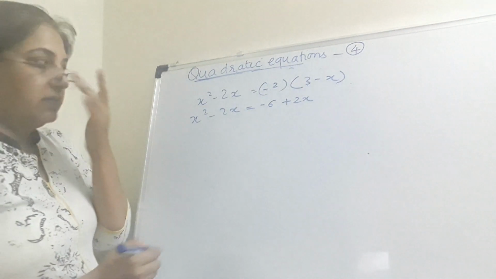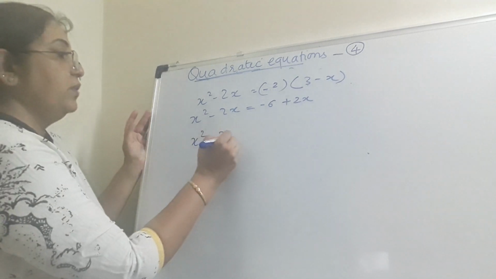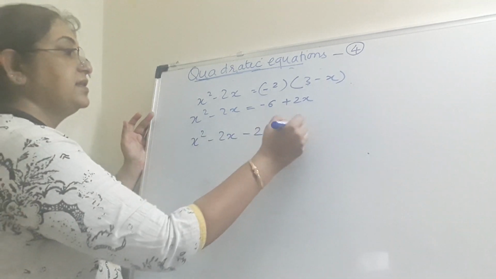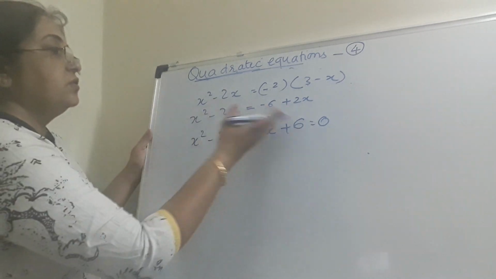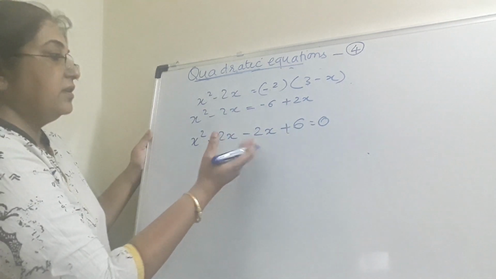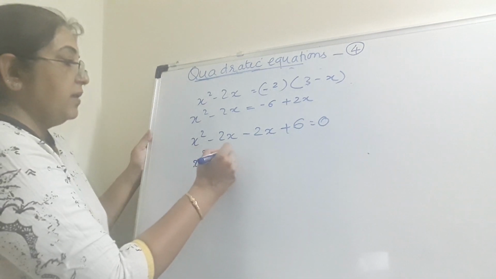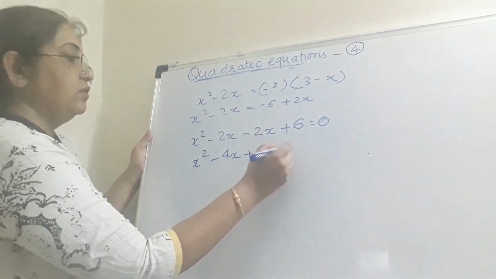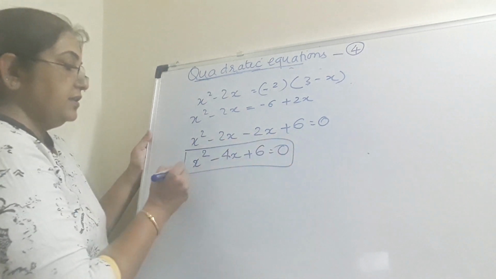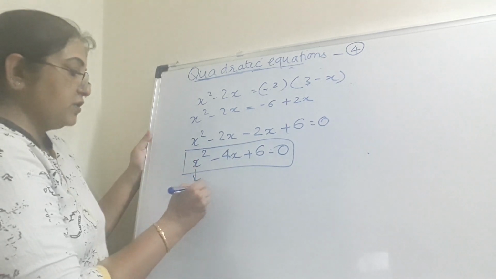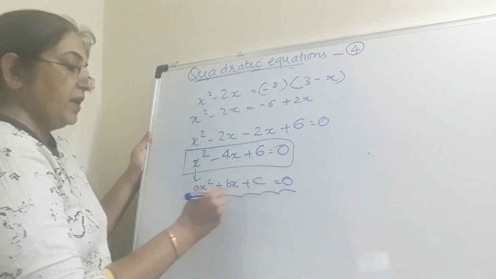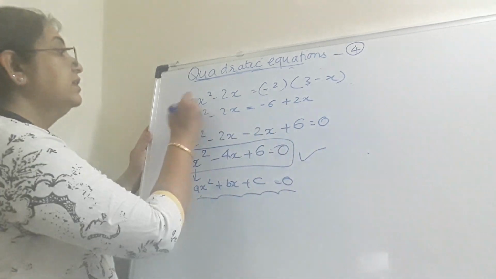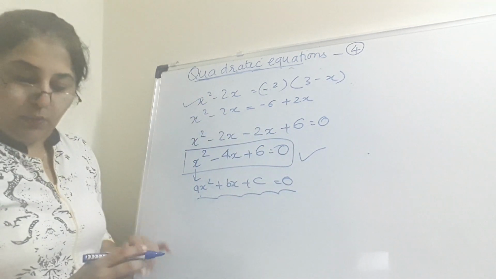On solving, we will see that x square minus 2x minus 2x plus 6 equal to 0. You know, on transposition the sign changes, so this is very much clear to you because you've done this before also. So x square minus 4x plus 6 is equal to 0. So as you can see that this is in the form of ax square plus bx plus c equals to 0. Hence we can say that yes, this is a quadratic equation.